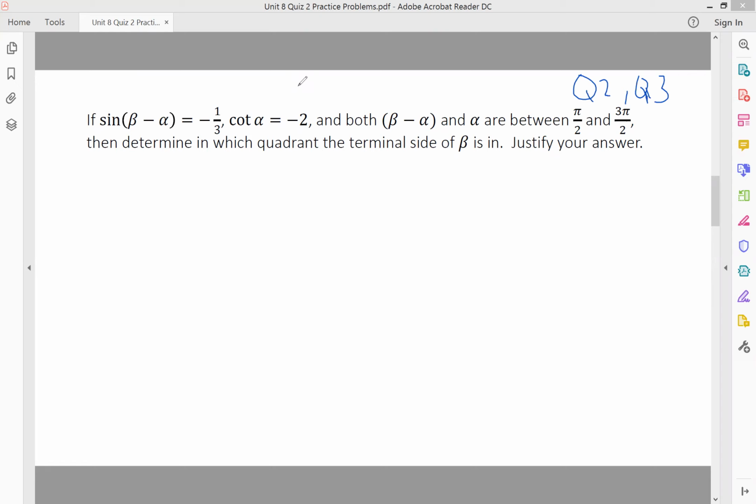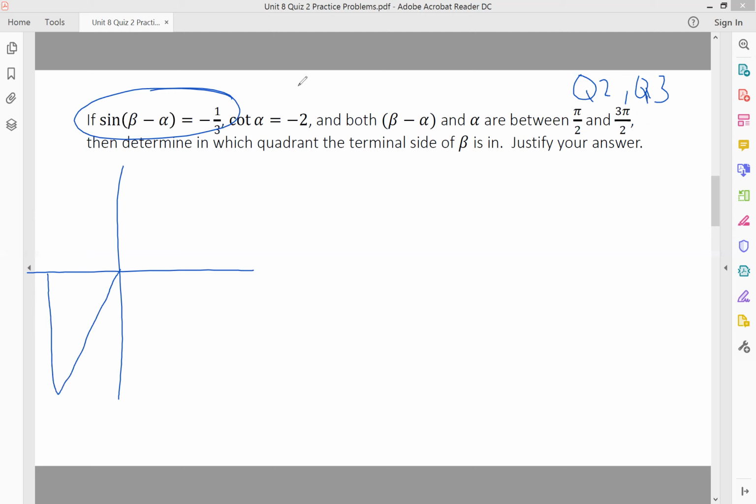All right, so let's start with beta minus alpha. So our sine value is negative, and we can only be in quadrants 2 or 3. In quadrant 2, we know the sine value is positive, because sine is talking about the y value, and we're positive above the x-axis. So that means beta minus alpha must be down here. I'm actually going to make that bigger so that you can see what's happening. This is beta minus alpha.